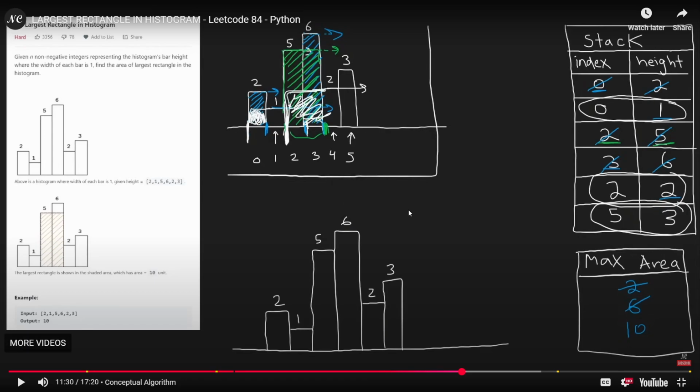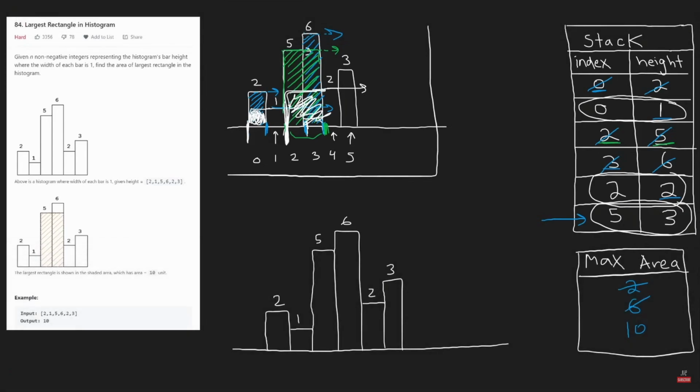Oh, you can't see it right there. Let's start at this last one. At index 5, it started and it had a height of 3. So it started at index 5 and went all the way to the end of the histogram. That means the length of it was just 1. The height is 3, so we can compute the area as 3, right? Now this area of 3 is not greater than our current max of 10, so we don't update our max.